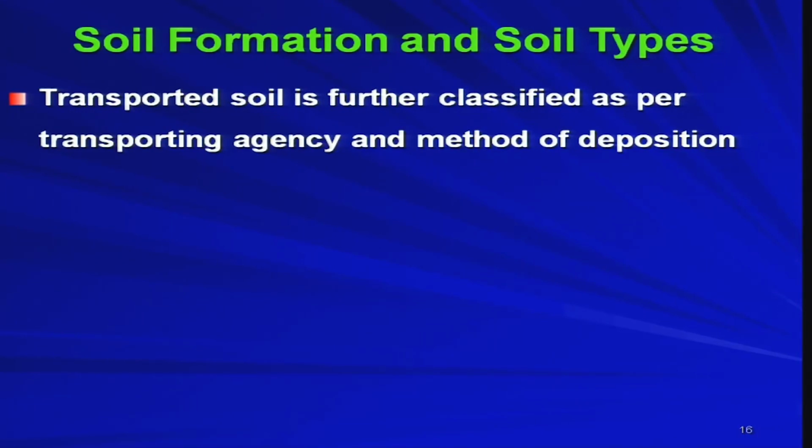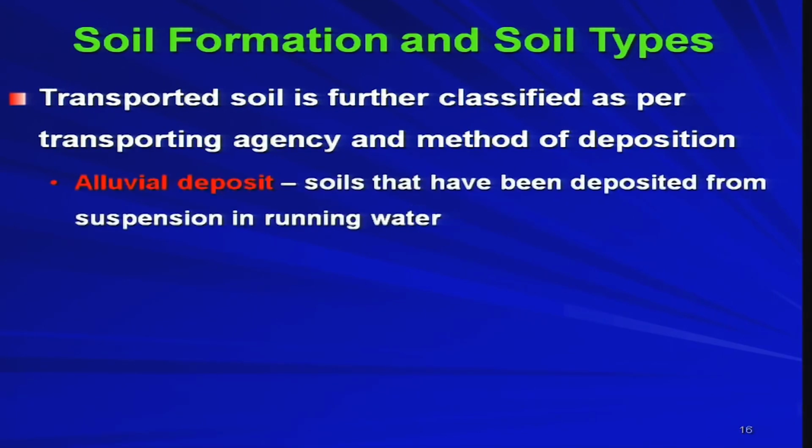Transported soil is further classified as per transporting agency and method of deposition. First one is the alluvial deposit, soil that has been deposited from suspension in running water. Suppose the soil is formed somewhere else and then it is transported by the river water and deposited somewhere else. Of course, it is a transported soil, but the soils which have been transported by fresh water and deposited in the river bed will be known as alluvial soil.